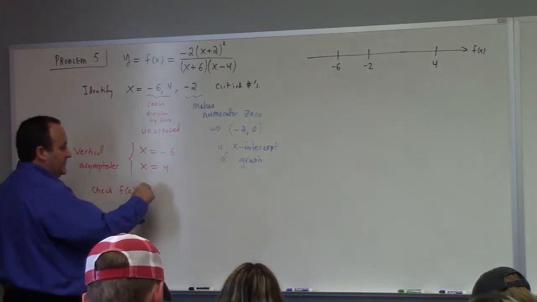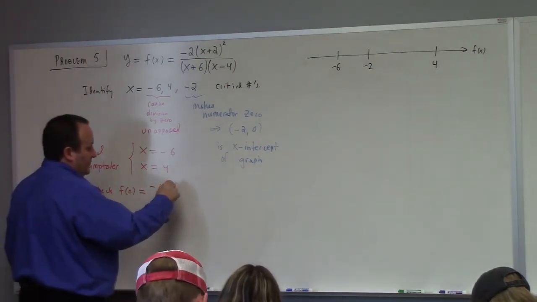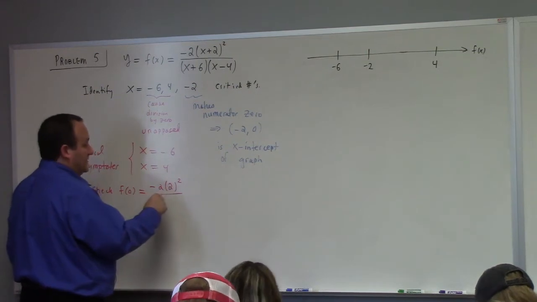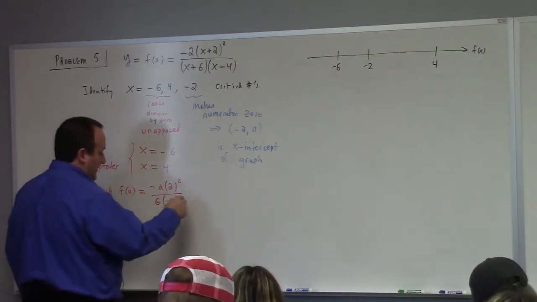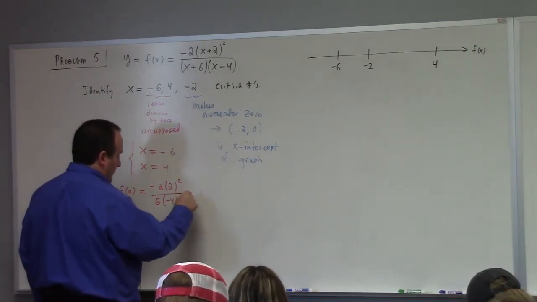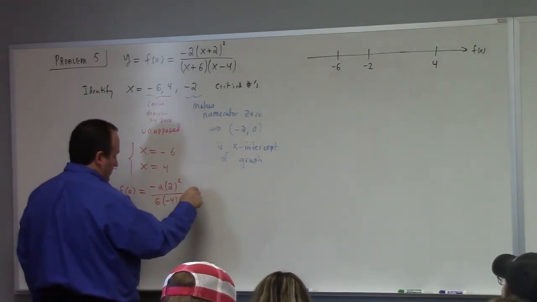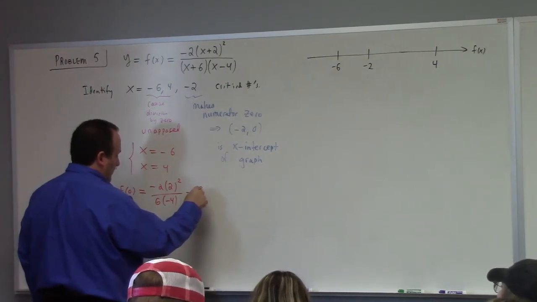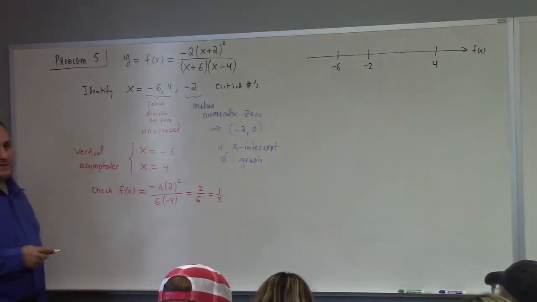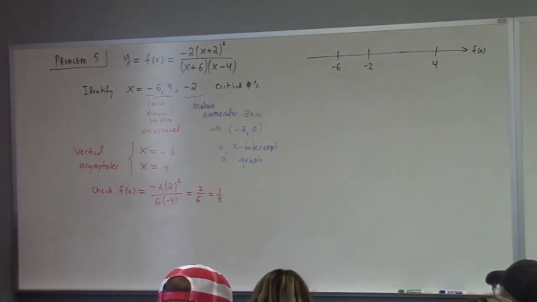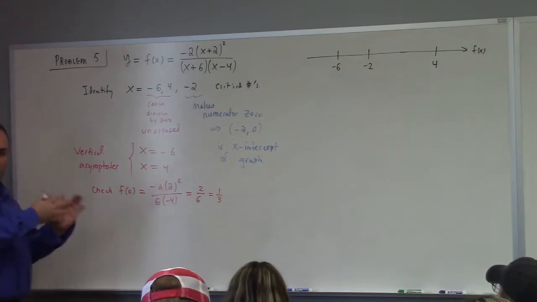We get what? -2 times 0 plus 2 squared divided by 6 times -4. What you got? Looks to me like 2/6. So you got a 1/3, right? So apparently the y-intercept is 1/3. The larger point here is it's positive where 0 is. Where is 0?